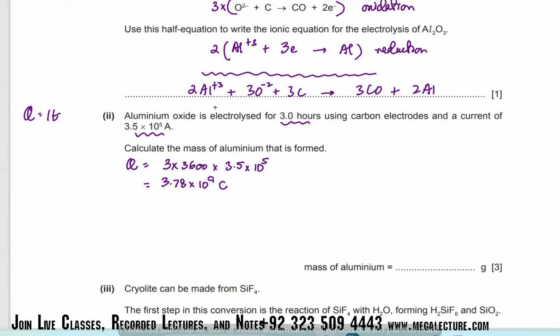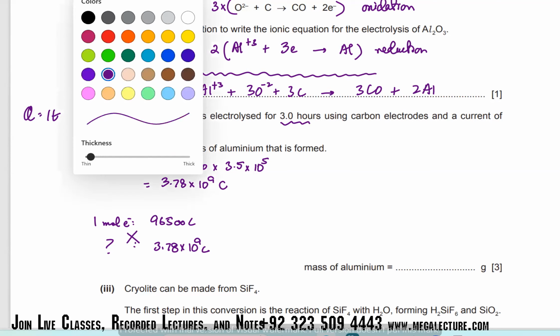So then I told you that charge and moles of electrons had a relationship: if you had 1 mole of electrons, the charge flowing through the circuit is 96,500 coulombs, which I told you was the Faraday constant. It's the charge on 1 mole of electrons. So if in your circuit this is the amount of charge that's flowing through it, 3.78 times 10 to the power 9, try and figure out the amount of electrons flowing through it. That will be 3.78 times 10 to the power 9 divided by 96,500. So how many moles of electrons do we get?